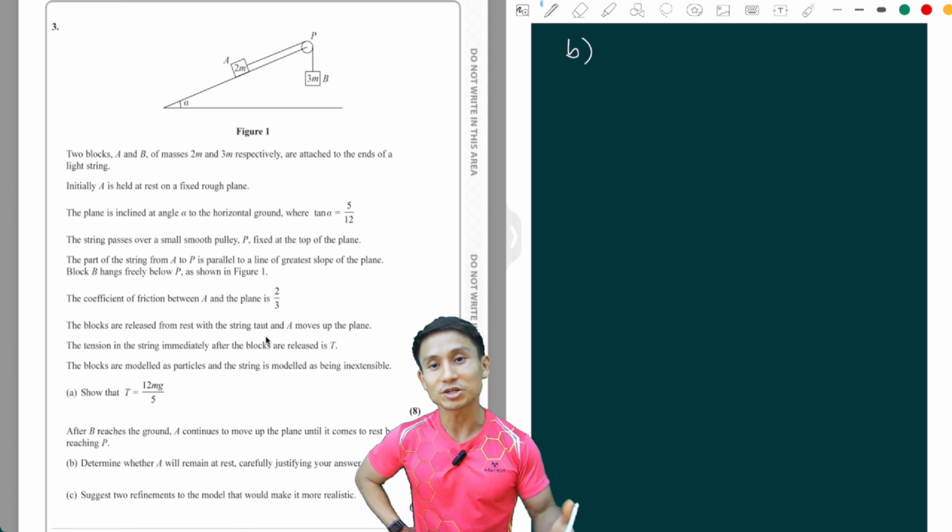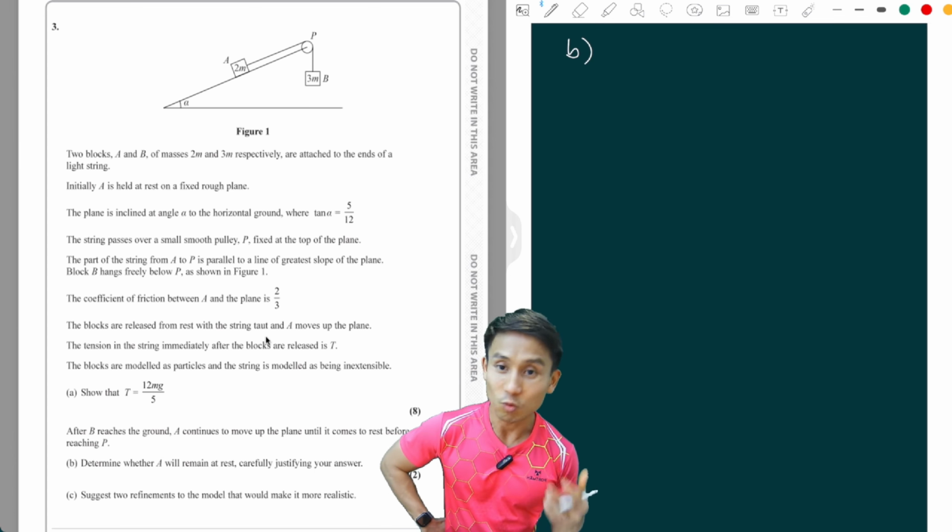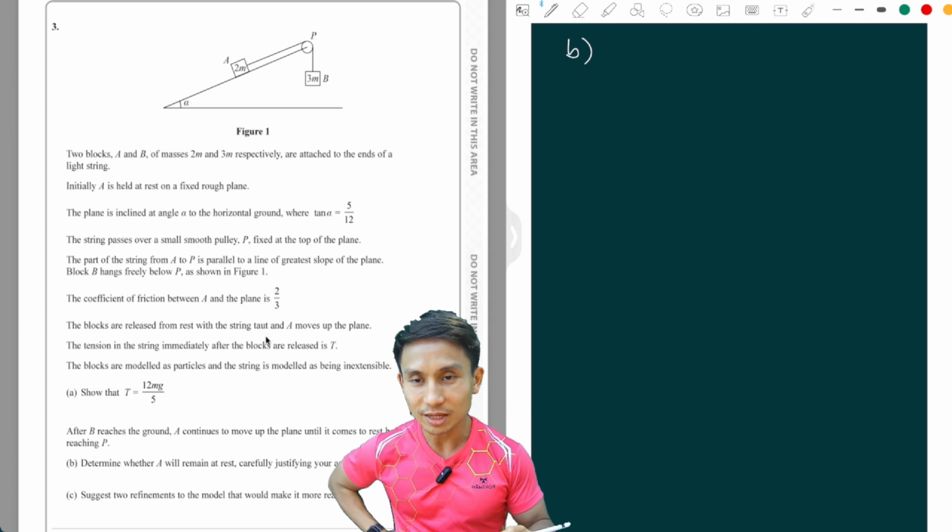We need to find the friction compared to the weight component.